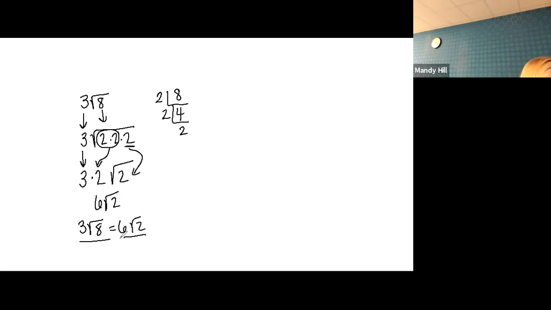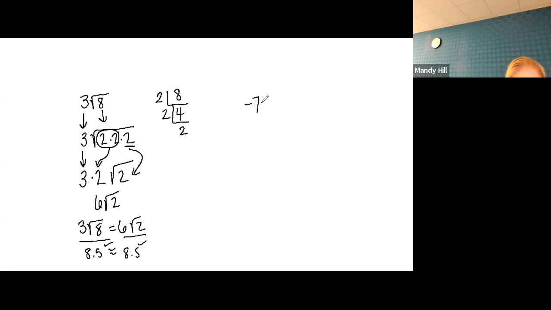And if I type this in my calculator really quick, 3 square root of 8 is approximately 8.5 if I round to 1 decimal place. 6 times the square root of 2 is approximately 8.5. So they are at least the same thing. Okay.